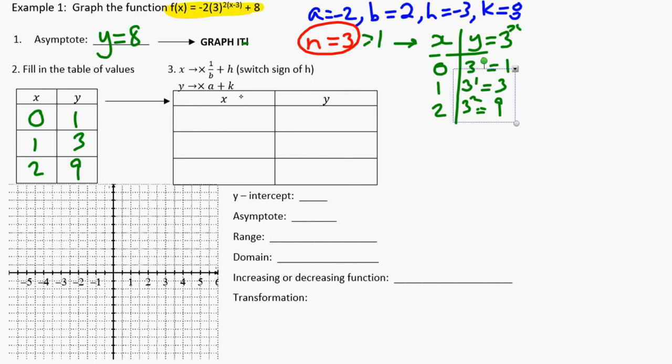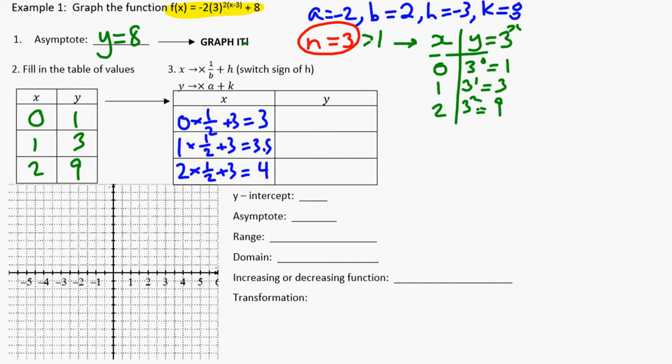All right, so here, our x's, we're going to multiply by 1 over b and add h. Switch the sign of h, of course. So here we go. I am going to take my x, which is 0, multiply it by the reciprocal of b, so 1 over 2, and then I'm going to add 3. So this is going to be 3. The next one is going to be 1 times 1 over 2 plus 3. So this is going to be 3.5. The next one is going to be 2 times 1 over 2 plus 3. And this is going to be 4. So these are my x values.